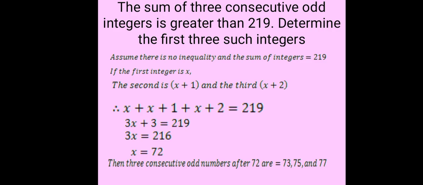But we have been told the numbers are greater than 219 and they are odd in number. So the first odd number from 72 is 73. The next one is 75. The other one is 77. So the numbers are 73, 75, and 77.